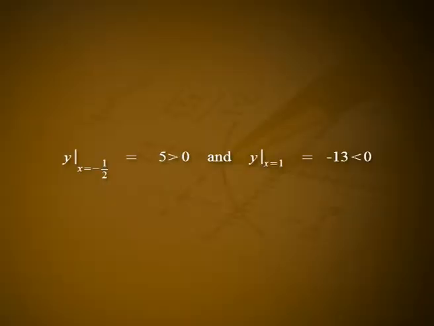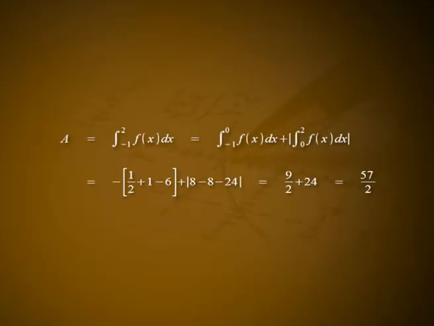Thus, the cubic crosses the x-axis when 0 = y = 2x cube - 3x square - 12x, or when x = 0, (3 ± root 104)/4. Here only x = 0 lies between -1 and 2. Further, y at x = -1/2 is 5, which is greater than 0, and y at x = 1 is -13, less than 0. Thus, f(x) ≥ 0 in the closed interval [-1, 0] and f(x) ≤ 0 in the closed interval [0, 2]. A = integral from -1 to 2 of f(x) dx = integral from -1 to 0 of f(x) dx + modulus of integral from 0 to 2 of f(x) dx.